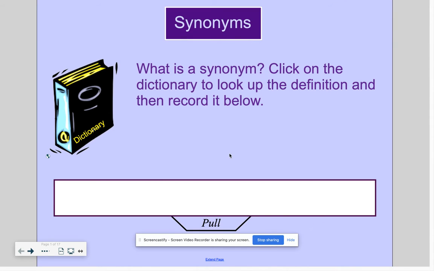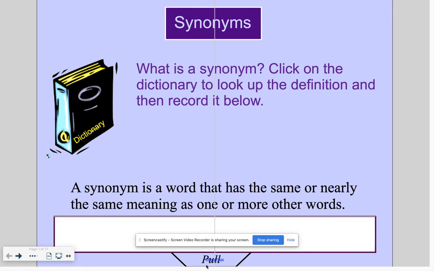Good morning. So today we're going to be looking at two different types of words in the English language. The first one, synonym, the second one, antonym. So the first thing we're going to do is define them to see what a synonym and an antonym is. So I'm just going to pull this little tab down there.